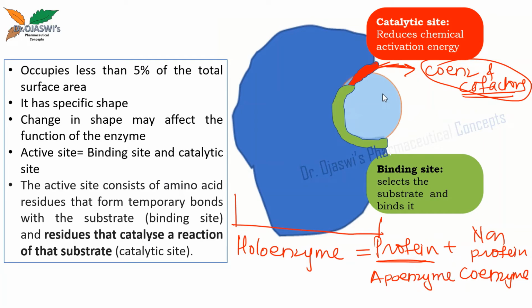And the term prosthetic group will also come up when you read this chapter. The prosthetic group is used when the non-protein moiety binds tightly, that means covalently, with the apoenzyme. That is the prosthetic group.